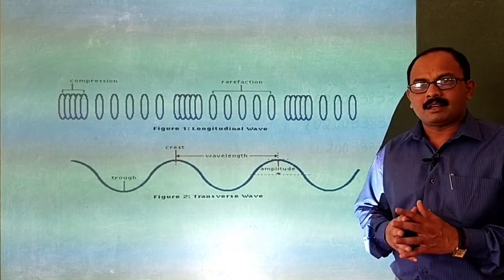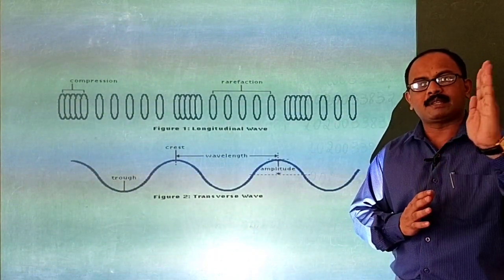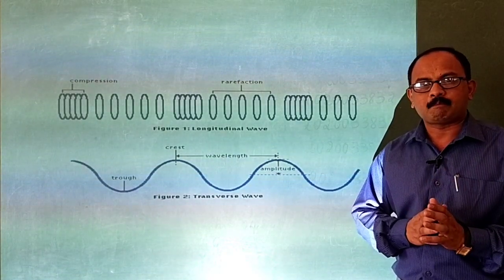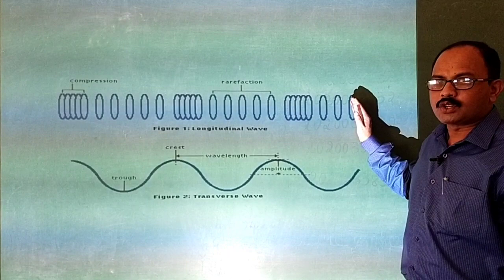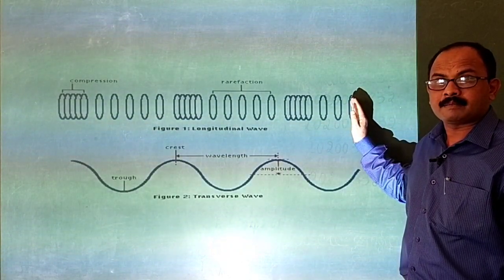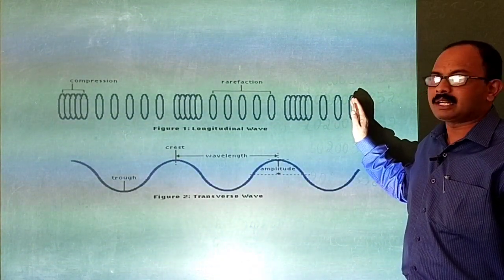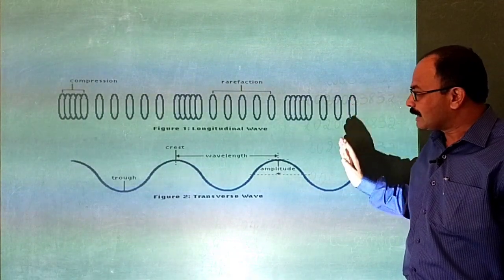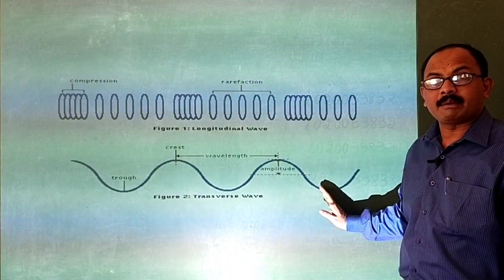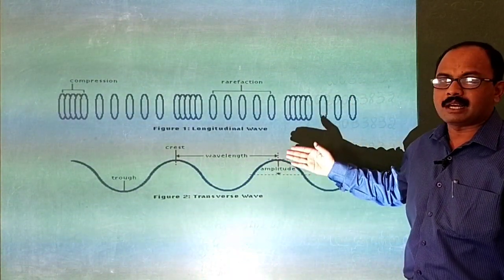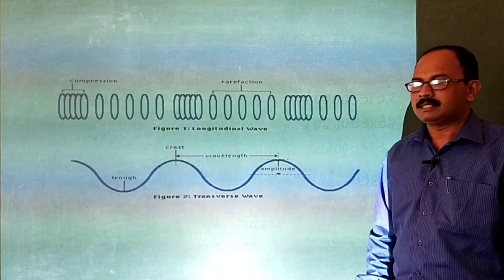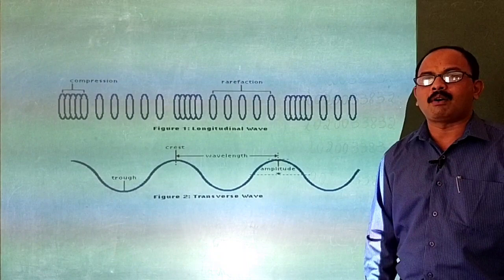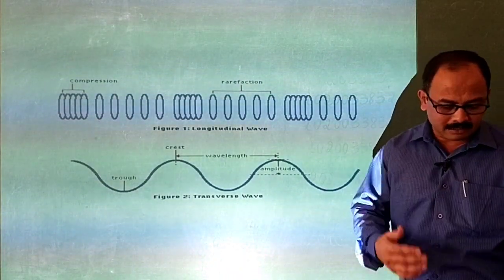In this, how does the propagation of the sound wave take place? In a longitudinal wave, particles vibrate parallel to the direction of propagation. In a transverse wave, particles vibrate perpendicular to the direction of propagation. You will study more about this in your higher classes, children.